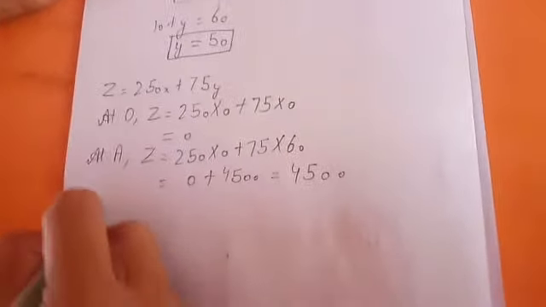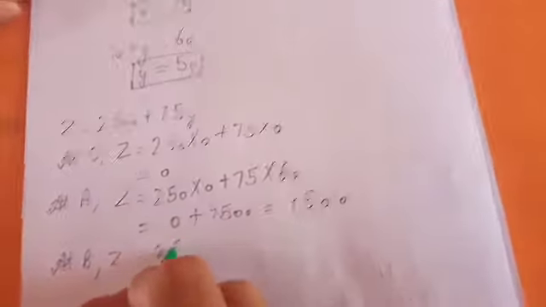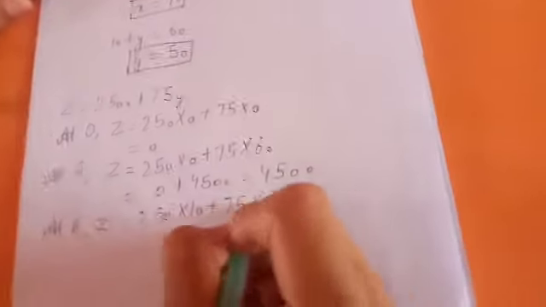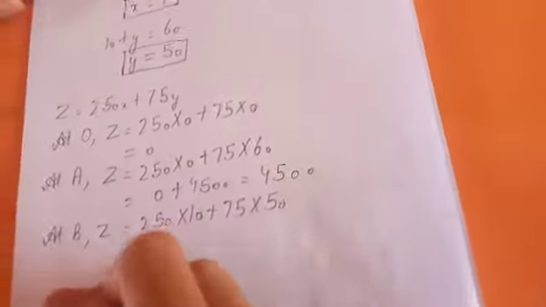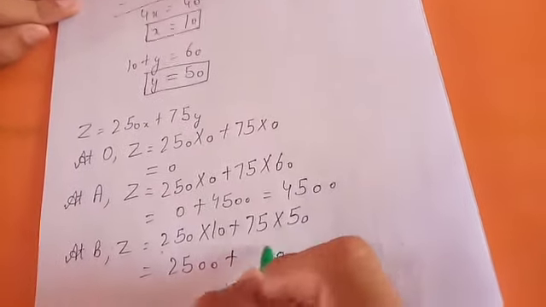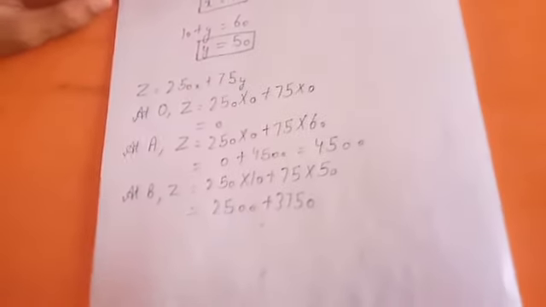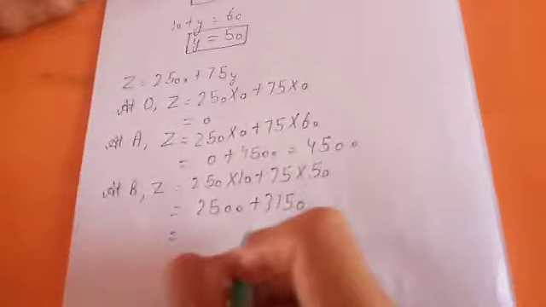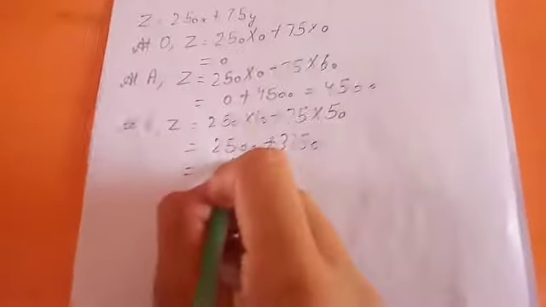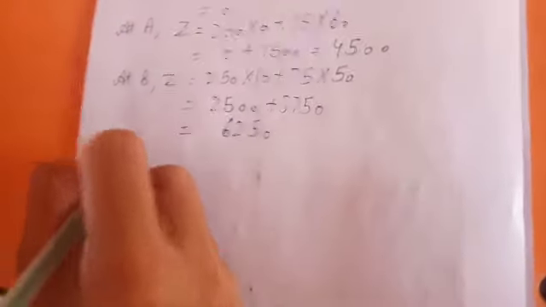Now at B, z is 250 into 10 plus 75 into 50. It will be 2500 plus 3750. So what if we will add them? What we will get? 6250. Okay, and the last is at C.